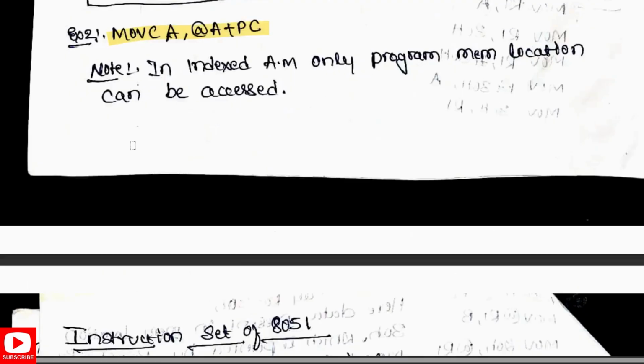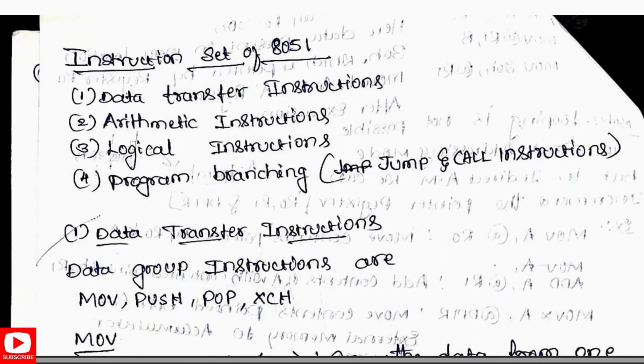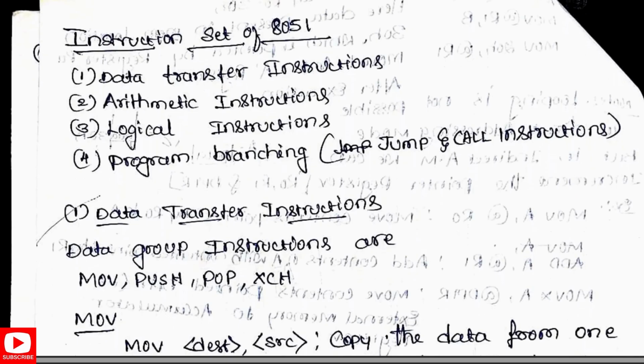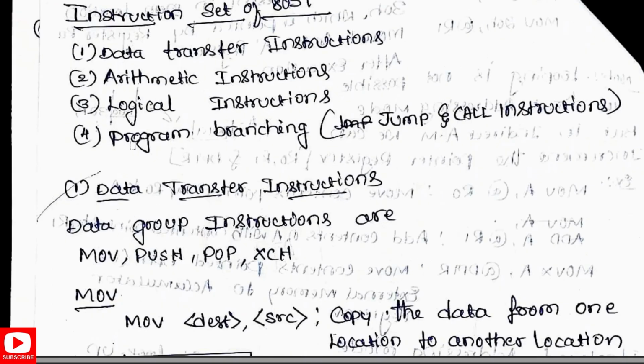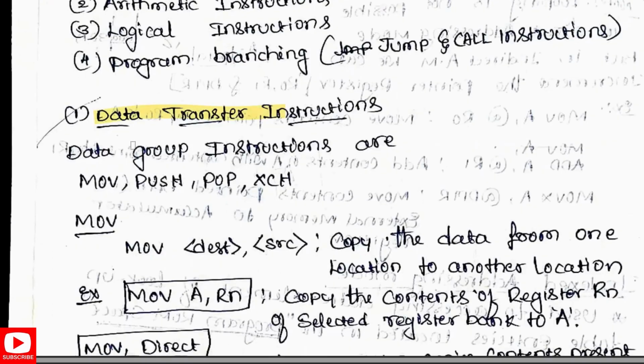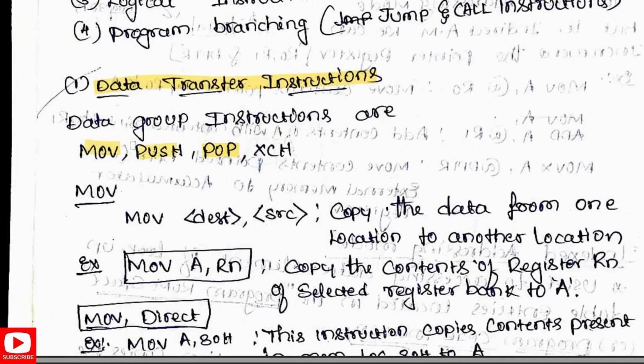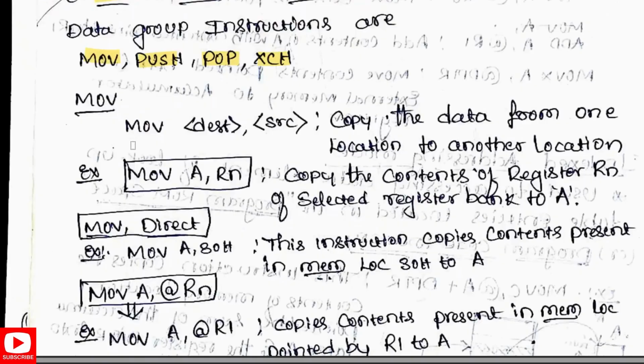So next comes the instruction set of the 8051. Here we have data transfer instructions, arithmetic instructions, logical instructions, and program branching, that is jump and call instructions. In this video I'll be discussing only the first two. The first one is the data transfer instructions, where we use a group of instructions called MOV, PUSH, POP, and XCH.